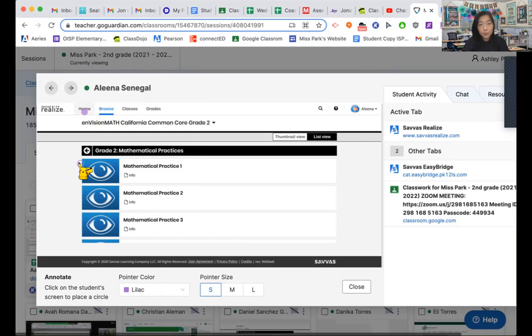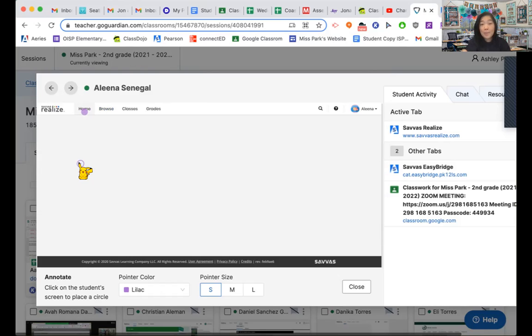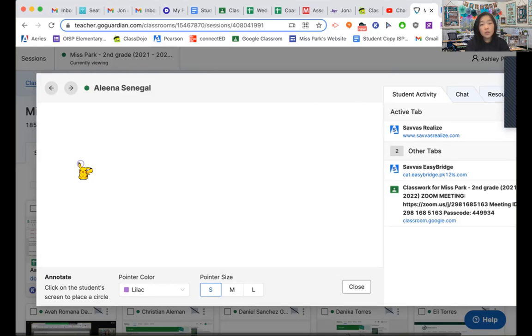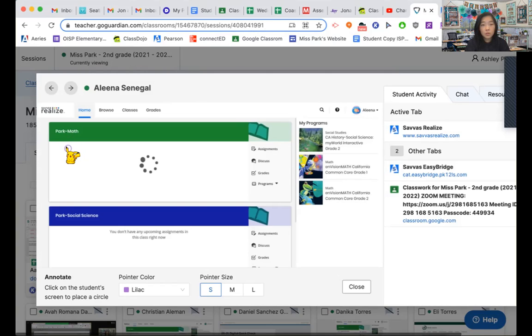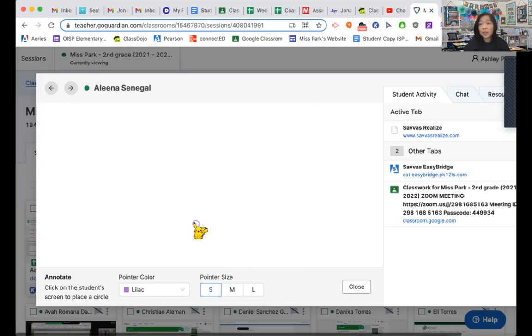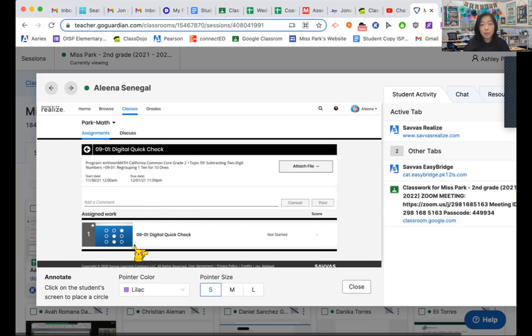Or home. And then it's going to pop up right there. And then there it is, 9-1 digital quick check. Go ahead and click on that. And then do not move quickly, guys. I want you guys to do this with me. We're going to do it together. All right, now you're going to click on that blue box with the little dots.